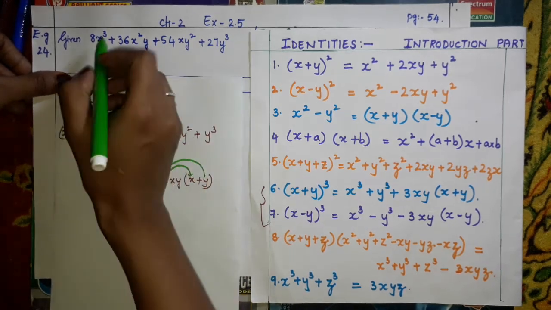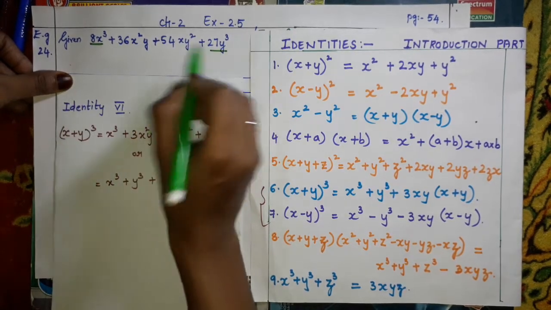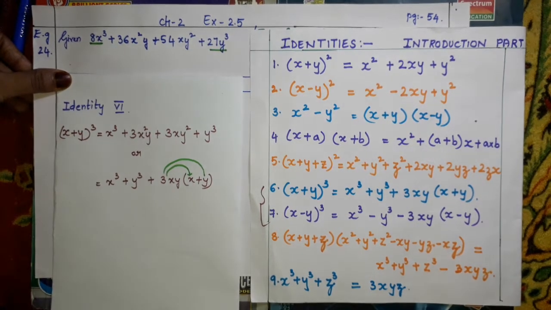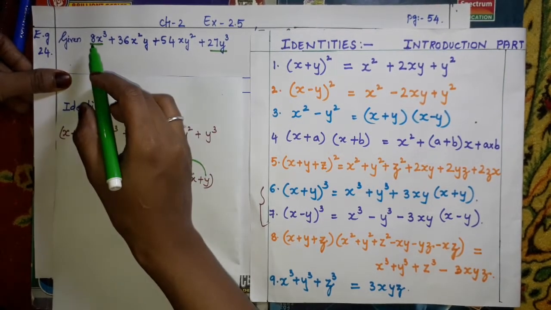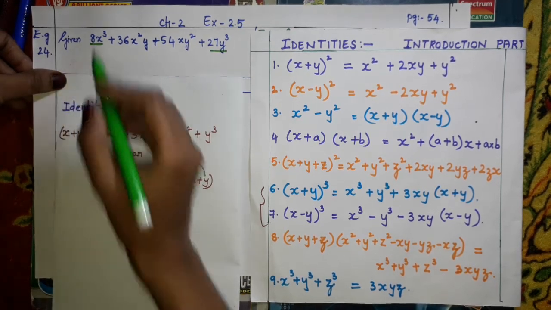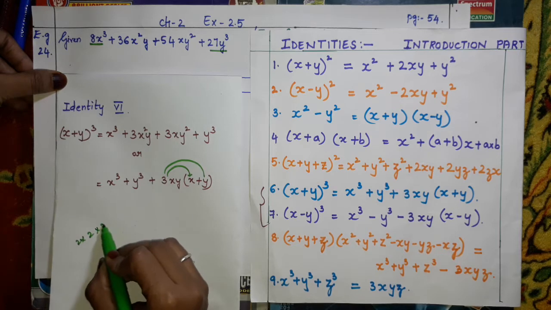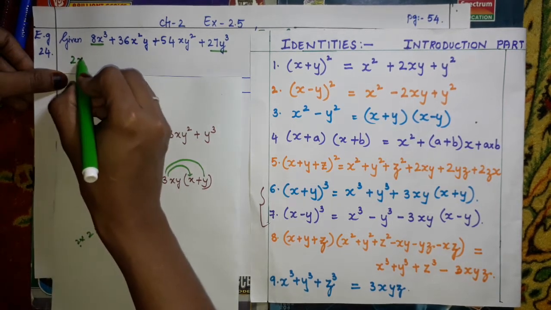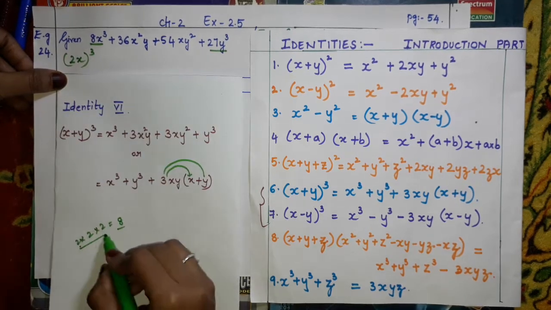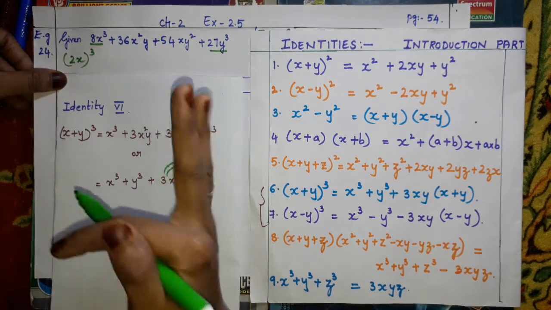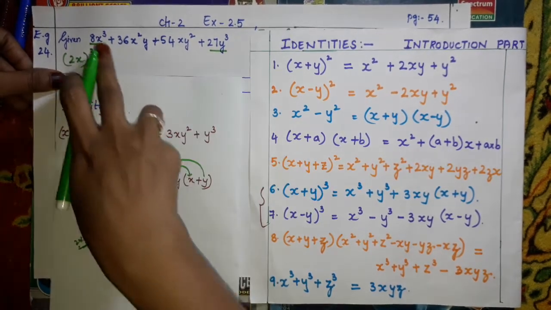Now the first one and last one are in cubes. Here we have only x cube, children. Now we have to convert this 8 into a cube as well. So 8, how can we write? 2 into 2 into 2. 2 2s are 4, 4 2s are 8. So we can write 2x whole cube. Why did I convert it into cubes? Because here cube is there. That is, 2 cube is nothing but 8.